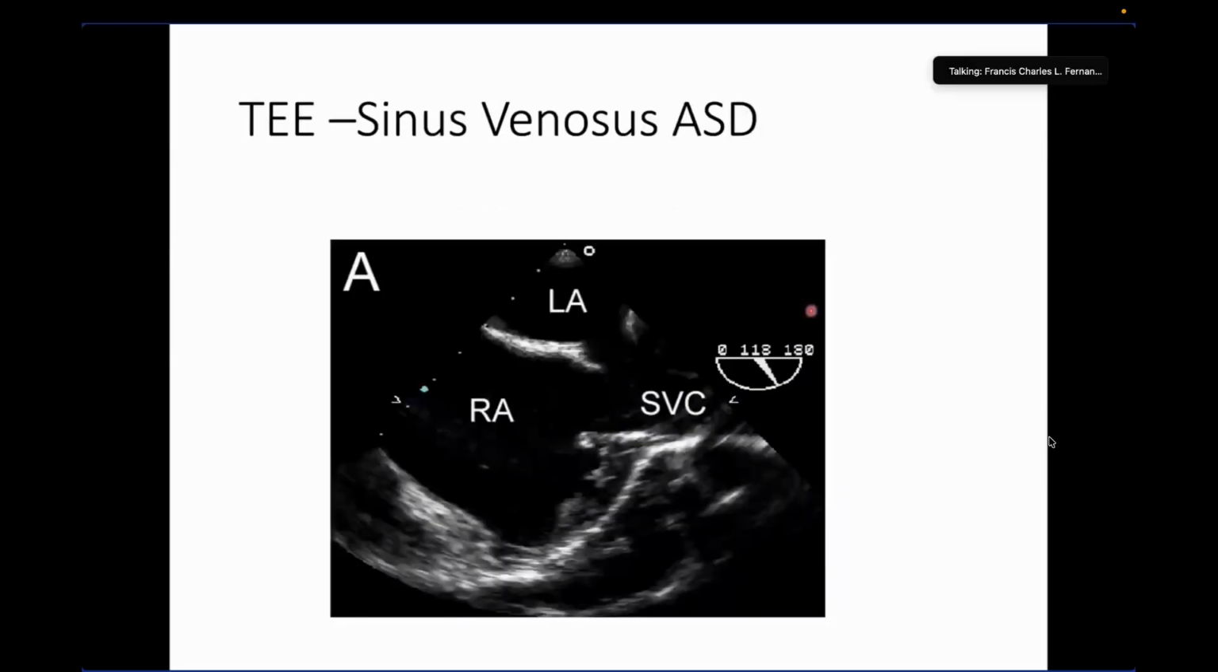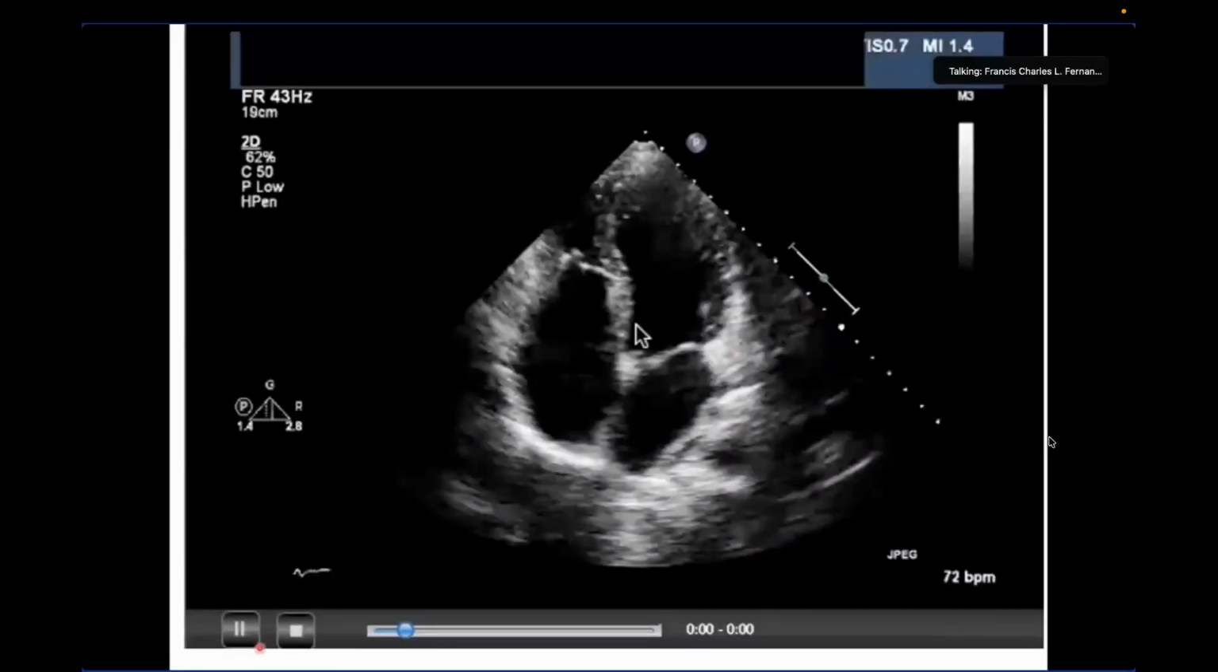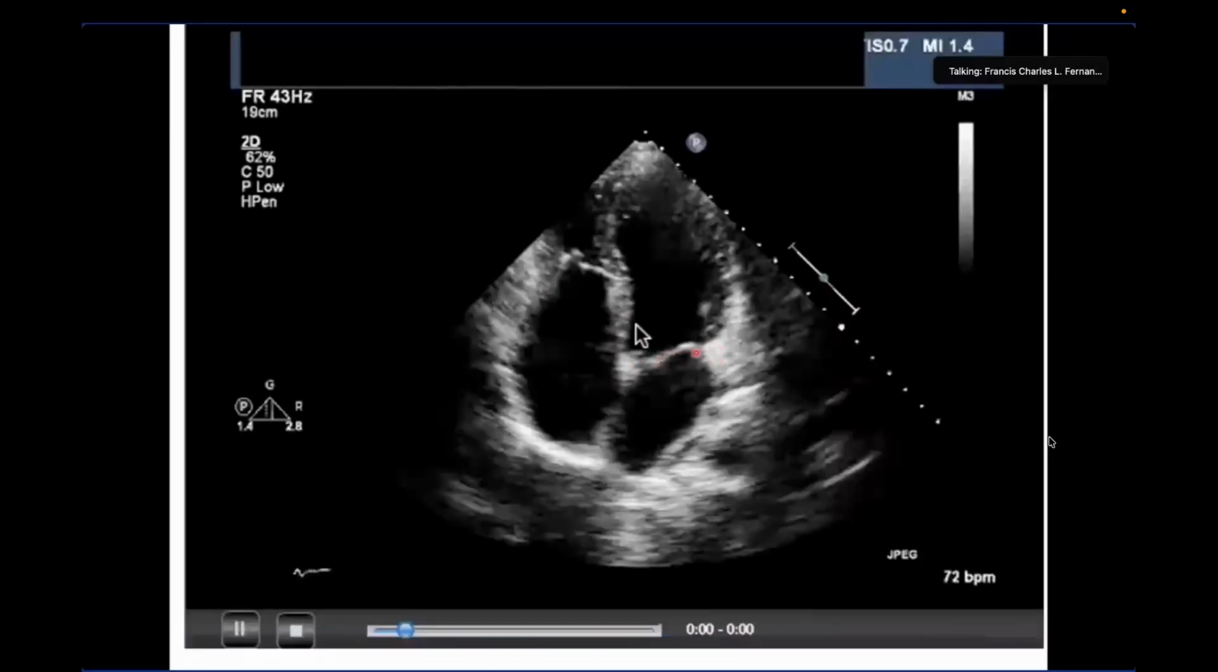This is the transesophageal echo. Let's see if this works. It won't play. So this one, you can see there's a difference in the tricuspid valve attachment. So here, what is the disease? As I've mentioned earlier.